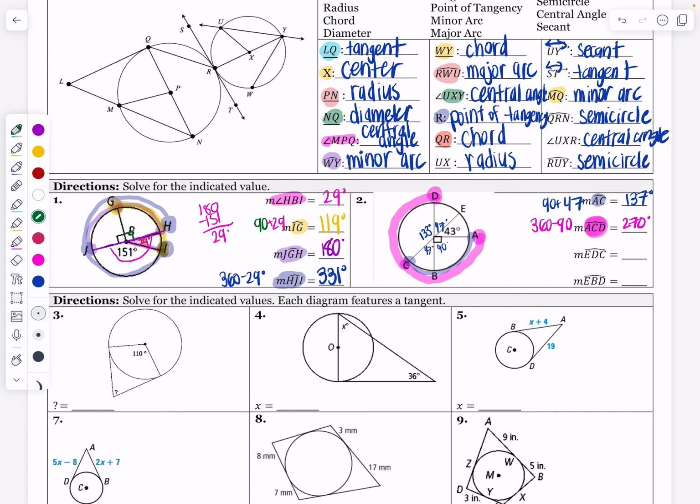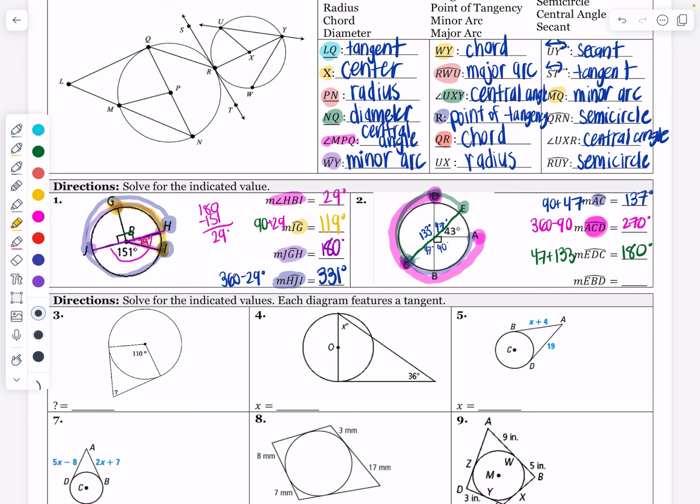How do we find E to D to C? So starting at E, going through D, and then stopping at C. That is going to be 47 plus 133. 47 plus 133 is going to give me 180 degrees. That is a semicircle. Okay, so I didn't recognize that right away. Here's my diameter. That is a semicircle, so it should be 180. So that confirms that for us.